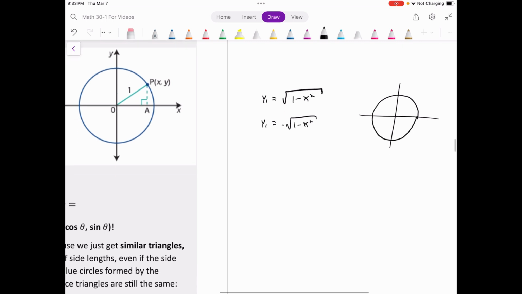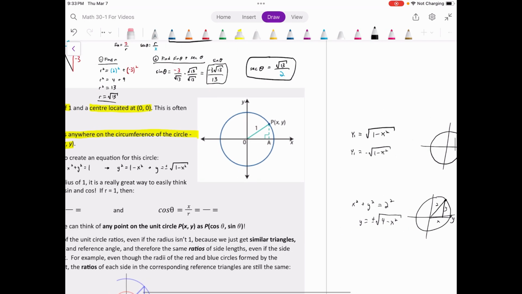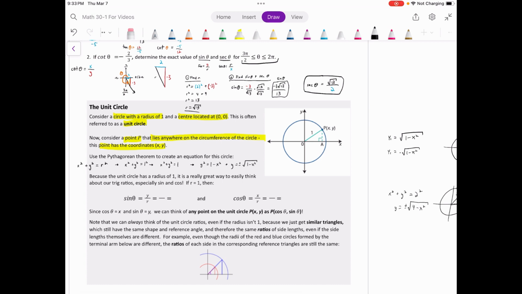I mean, what would be the equation for a circle with a radius of 2? You can probably guess it would be, starting from X squared plus Y squared equals 2 squared, right? X, Y is the coordinate of any point on this circle. Whoops, I drew Y in a weird place. Y should be up here, of course, okay? And therefore, Y is going to be plus or minus the square root of 4 minus X squared, right? So we can actually draw any circle, or the equation of any circle, by using the Pythagorean theorem.